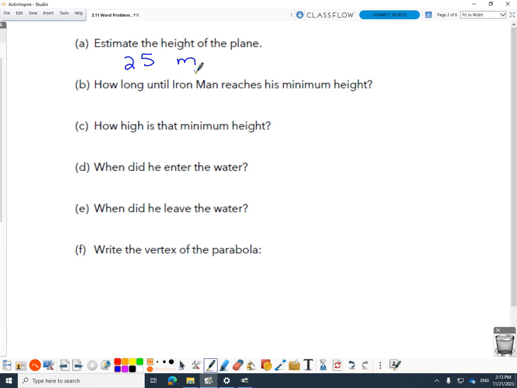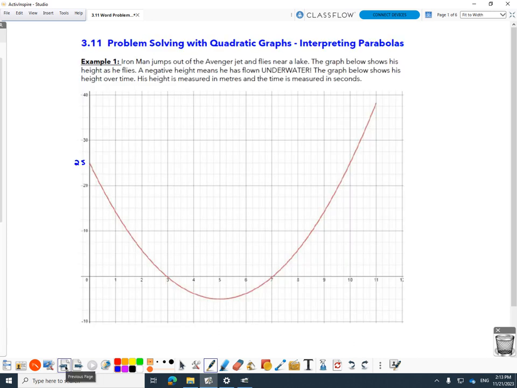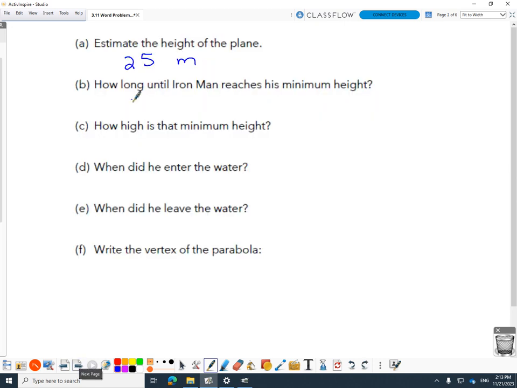Next question. How long until Iron Man reached his minimum height? When did he get the lowest he was going to go? He reached it in 5 seconds. So this is what you should put on here. I usually put a little dashed line going, hey, there it is right there. There's the lowest. Now, if you're looking at your graph and thinking it's a little more than 5, or a little less than 5, sometimes in the graphs you have to estimate. You say, well, it looks like around 5. I'm not going to bust you on it if it's close. They told us this particular graph was in seconds, so 5 seconds.